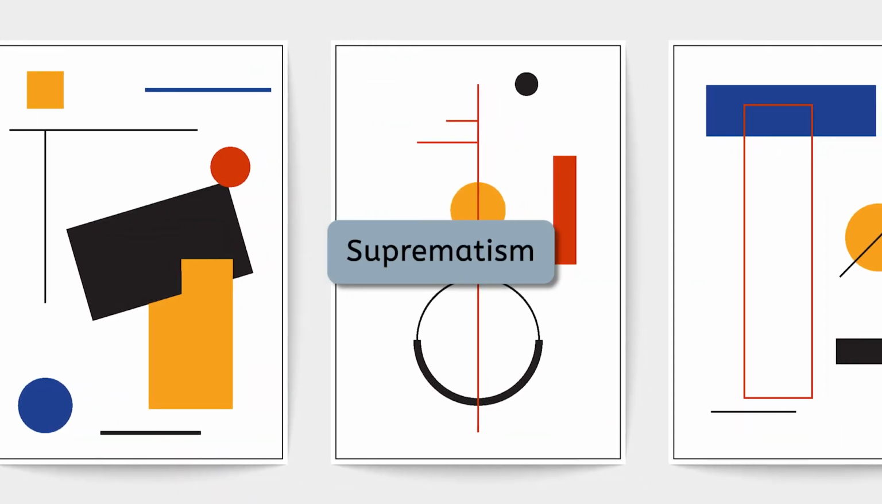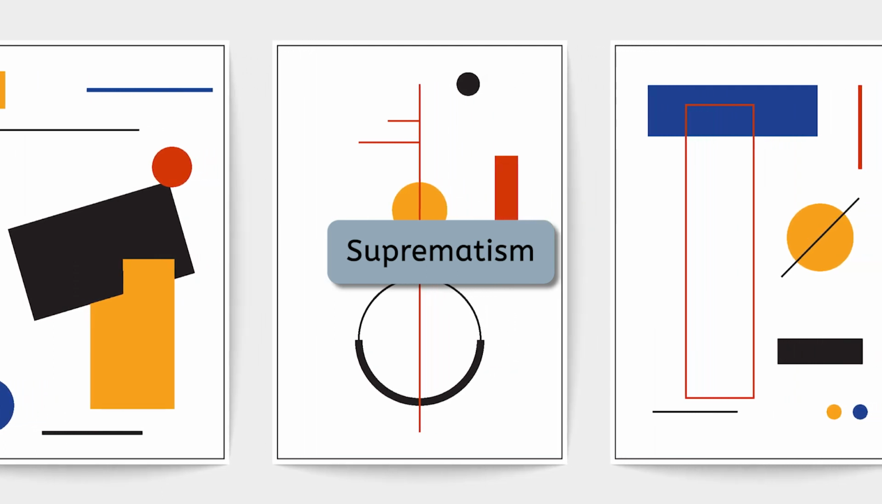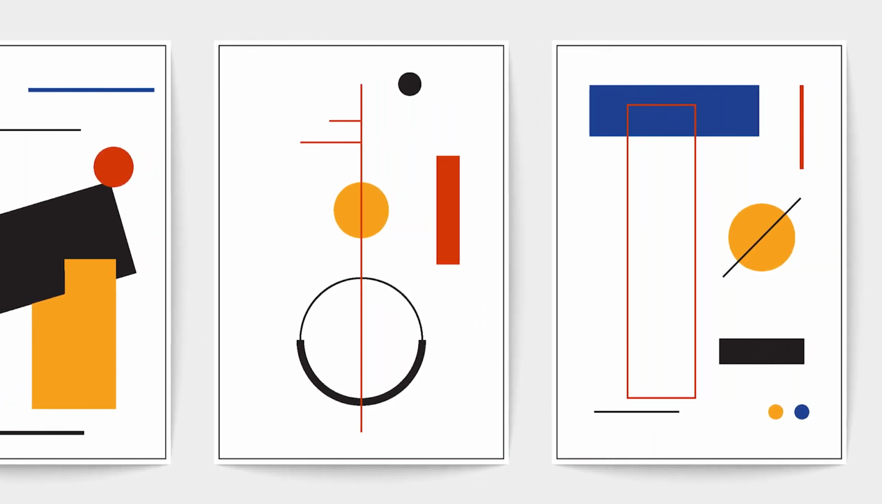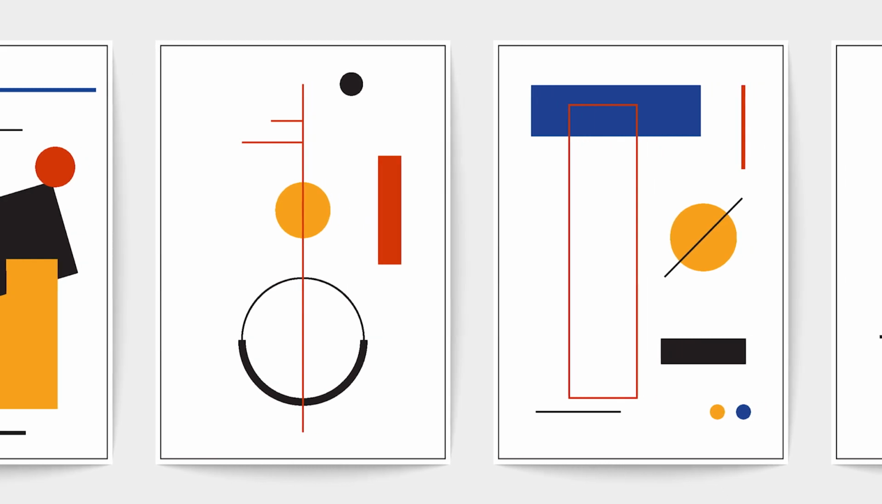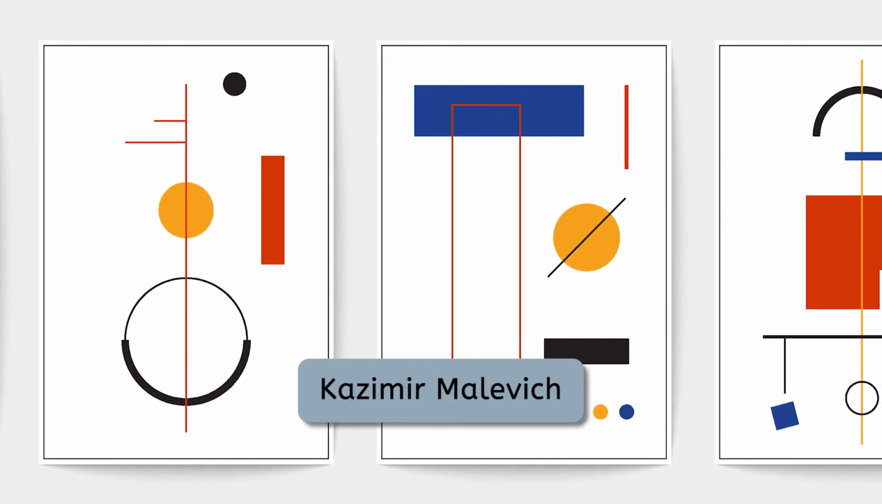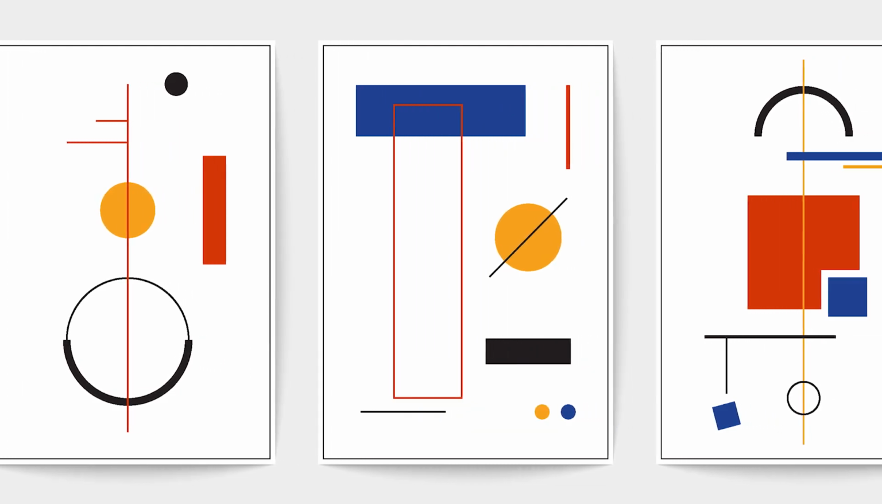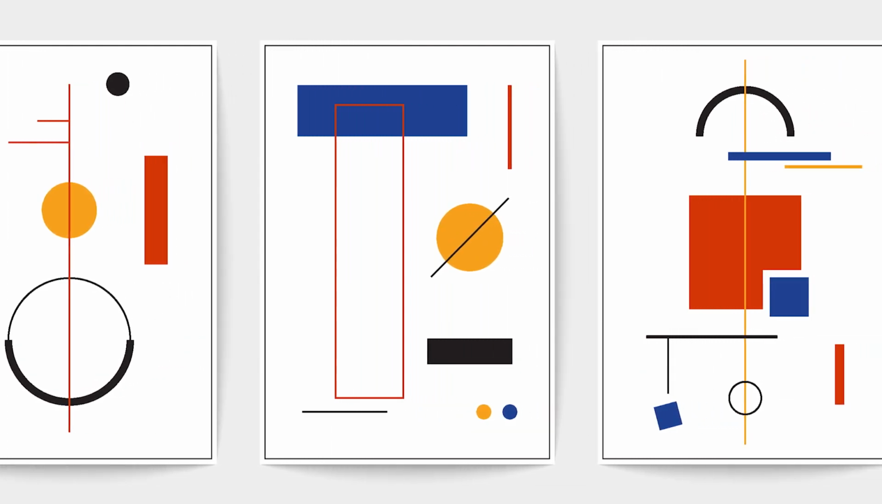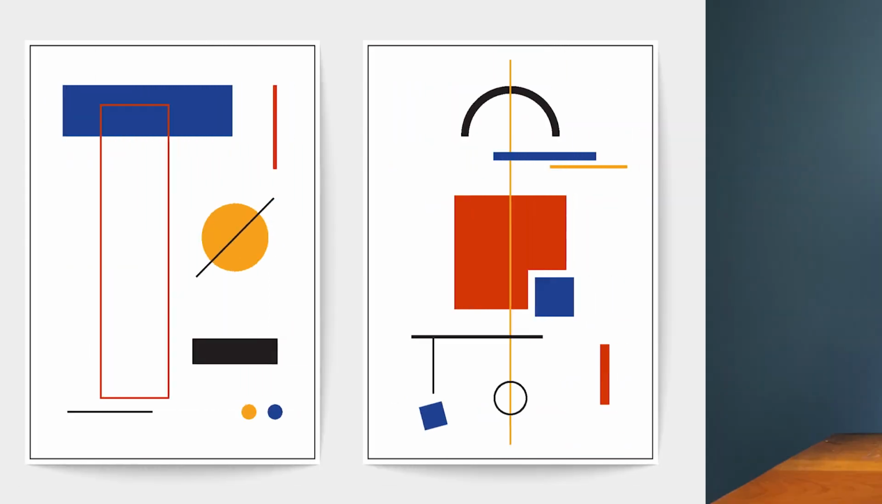Suprematism. Suprematism was an art movement that emerged in Russia in the early 20th century and is often associated with Kazimir Malevich. It involved the use of basic geometric shapes such as squares, circles, and rectangles to create abstract compositions.